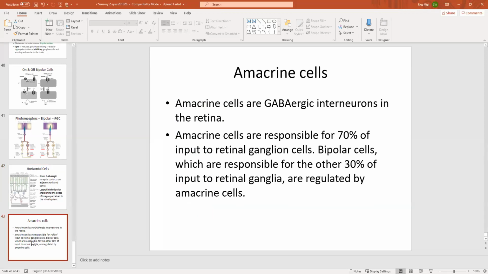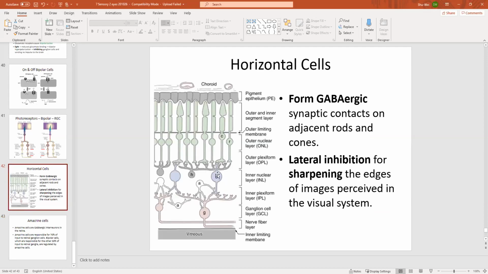This one is responsible for about 70% of input to the retinal ganglion cells, and bipolar cells are responsible for the other 30%. So that's that. That's the eye. Let me know if you have any questions. Otherwise, it's a very, very complicated organ, and I hope that at least we get an understanding of these different elements in the eye and also the visual function of the eye. All right.